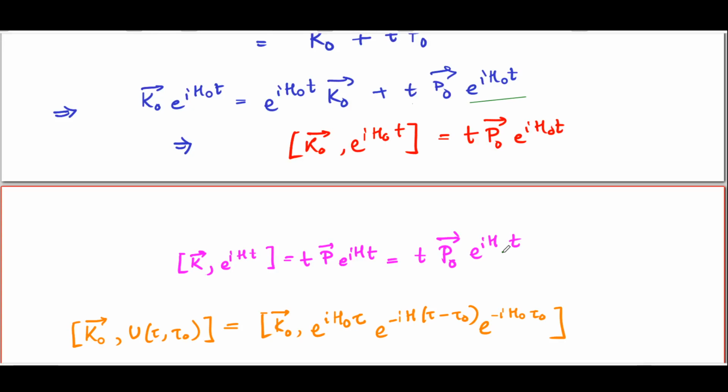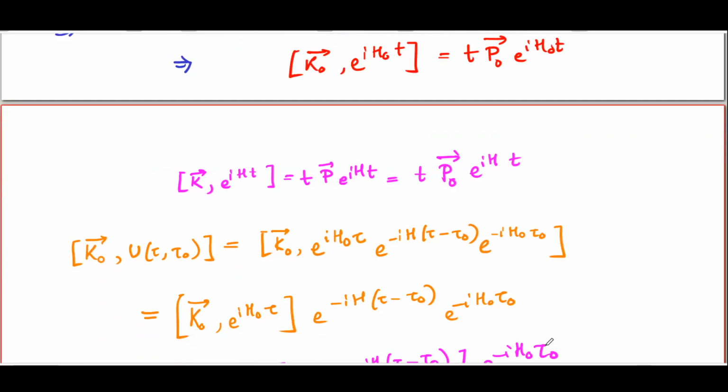S, remember, is the limit as tau goes to plus infinity and tau 0 goes to minus infinity of the quantity U(tau, tau 0). So, this is the commutator that we are going to calculate next. The commutator of K0 with U(tau, tau 0). Let me remind you that U(tau, tau 0) can be written in terms of H0 and H simply in this fashion.